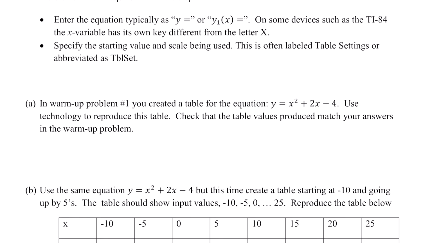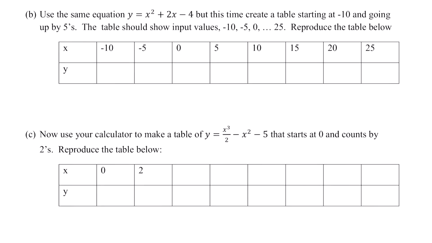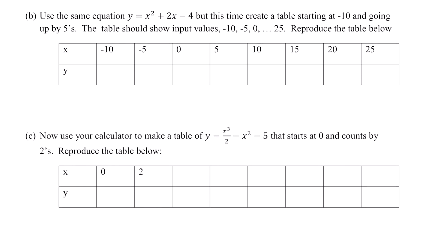So let's look at part B, and I'm going to move this all the way down so we can see part B and part C. So we're going to use the same function, but this time we want to start our table at -10, and we want our scale to be by 5. So this here is our starting value. And then whatever we're changing by here, this is +5, +5, this is also +5, and so on. 5 is our scale.